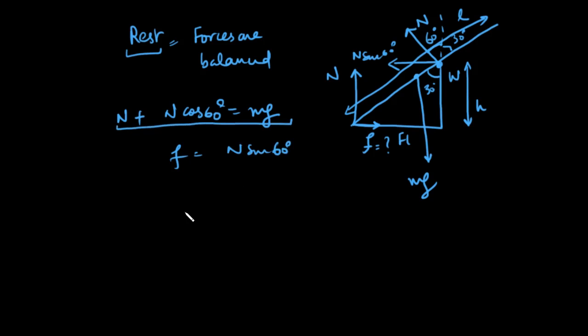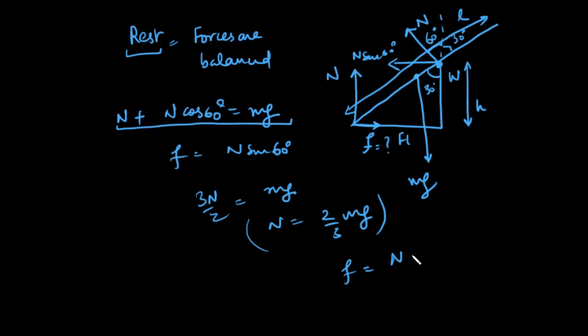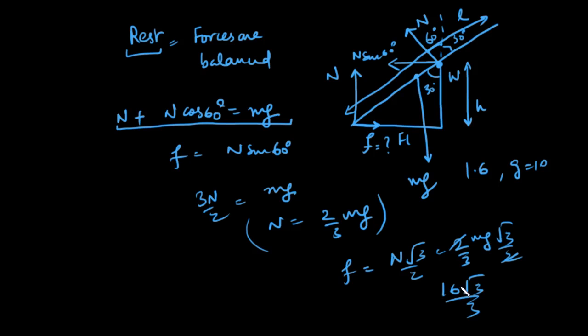First we solve the first equation. Cos 60 is half, so this means 3N by 2 would be equal to mg. N would be equal to 2 by 3 mg. Alright. And now we have to calculate F. F would be equal to N sin 60. What is sin 60? Sin 60 is root 3 by 2, right? What is N? N is 2 by 3 times mg times root 3 by 2. Okay, this cancels out. What is m? M is 1.6. I am taking g as 10. So we have 16 root 3 over 3. Alright, this is the frictional force, 16 root 3 over 3 newtons. Okay.